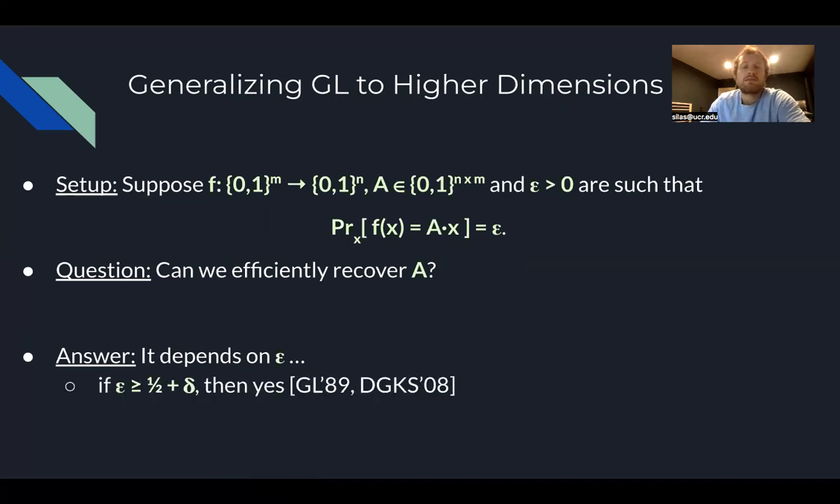It depends on epsilon. If epsilon is greater than 1/2 plus delta, then prior work says yes, you can recover the matrix A. This is basically the same techniques as the original Goldreich-Levin. Whereas if epsilon is less than 1/2, then no, you cannot. So it appears that there's a dichotomy here as well: if you're greater than 1/2 plus delta, then yes, you can recover it, and if you're less than 1/2, then you're out of luck.